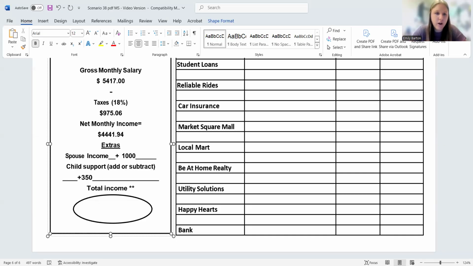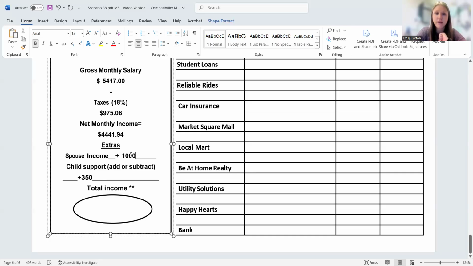Okay, now that you've got caught up, you've added in your spouse income and your child support. We're going to get our grand total. You are welcome to use a calculator for this step. So, when you do your grand total, you are going to take your net monthly income plus any spouse income plus or minus any child support.